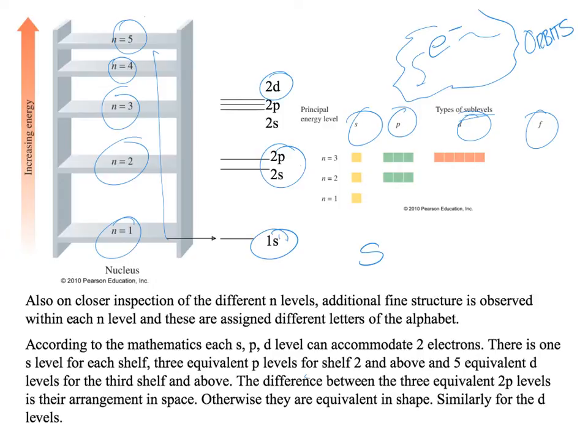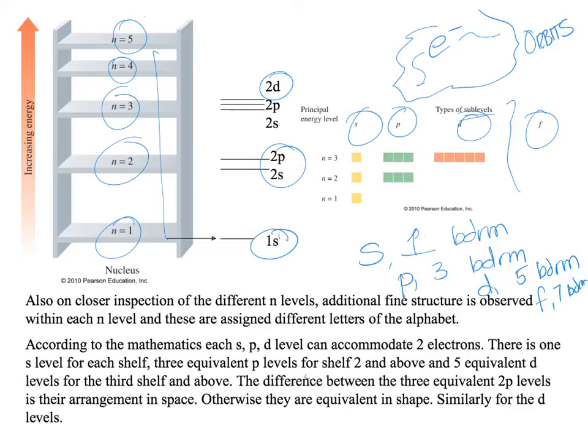The S is a 1-bedroom apartment. The P is a 3-bedroom apartment. The D is a 5-bedroom apartment. And the F, even though we're really not going to get into the Fs, but guess what? 1, 3, 5, can you do your next number? That's right, a 7-bedroom apartment. So I have different floors on my apartment building, and I have different apartments.